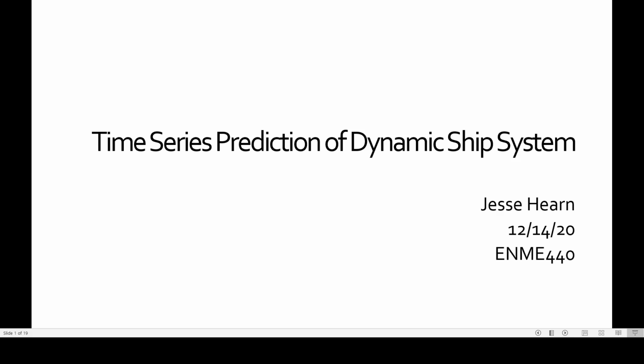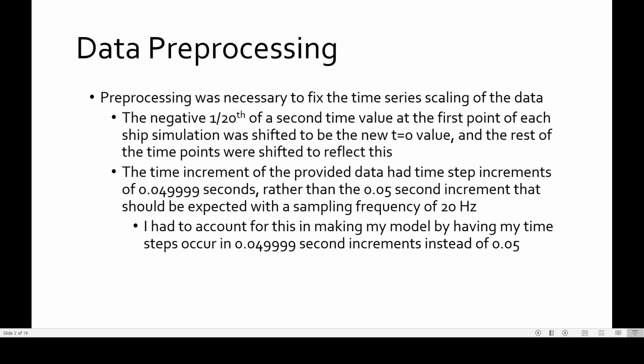Hi, my name is Jesse Hearn, and I will be presenting my time series prediction of dynamic ship system final project for ENME 440. To start off, I performed data preprocessing to fix the time series scaling of the data.